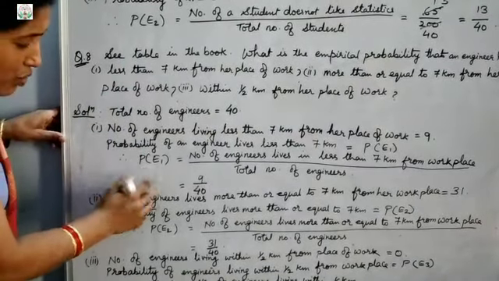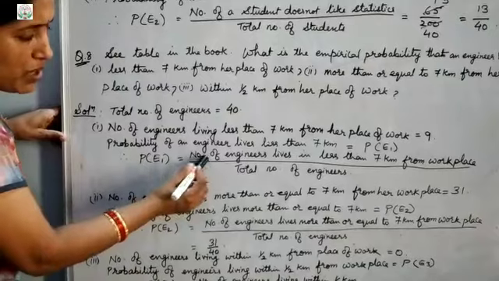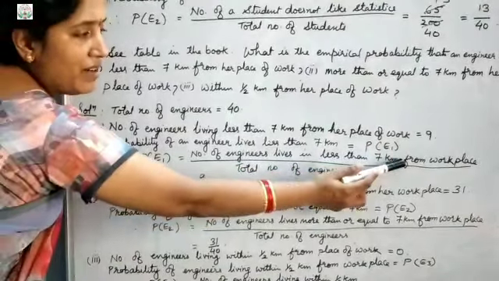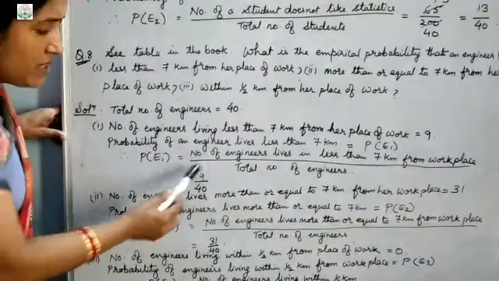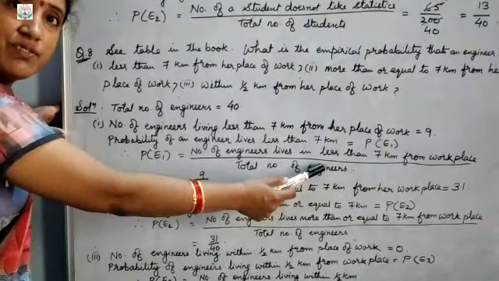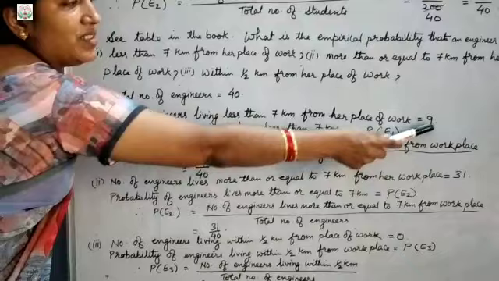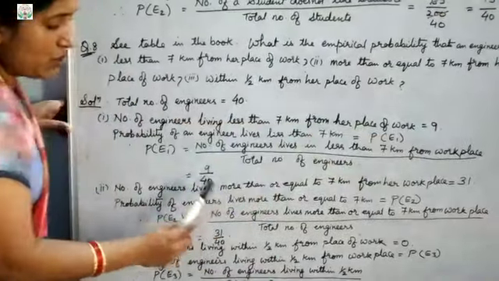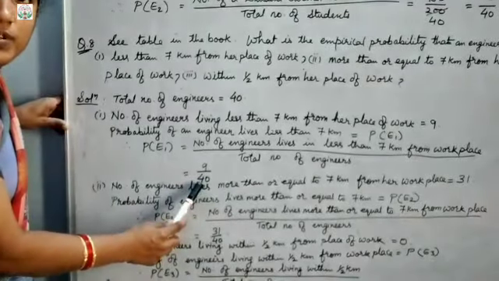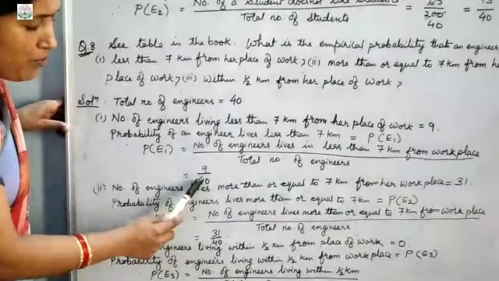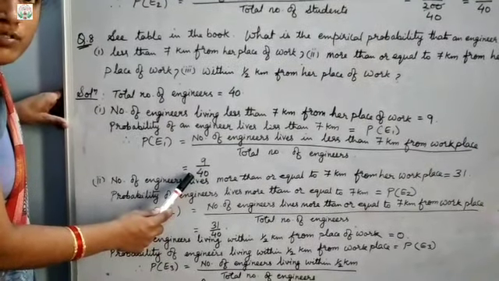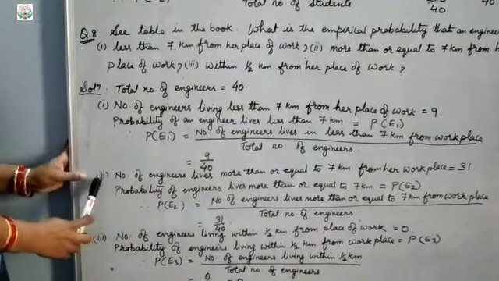Therefore, P of E1 equals the number of engineers living less than 7 kilometers from the workplace upon the total number of engineers. We have seen how many engineers stay less than 7 kilometers away, that is 9. So 9 upon the total number of engineers, 40. So 9 upon 40 will be the answer for the first part. Clear, children? Understood? Now come to the second part.